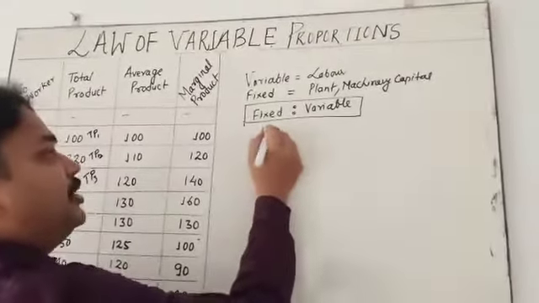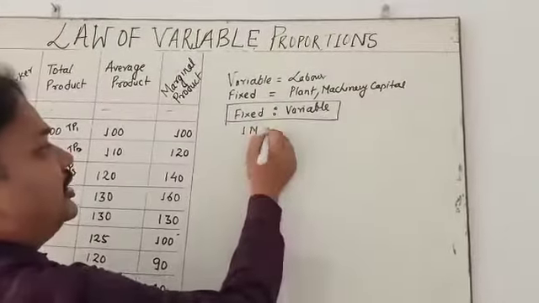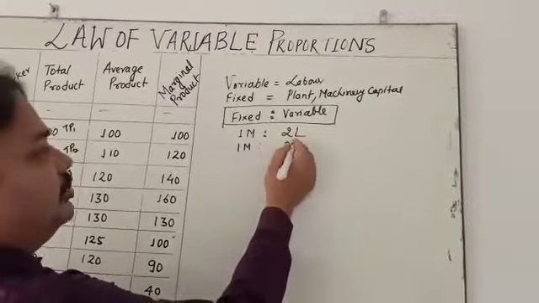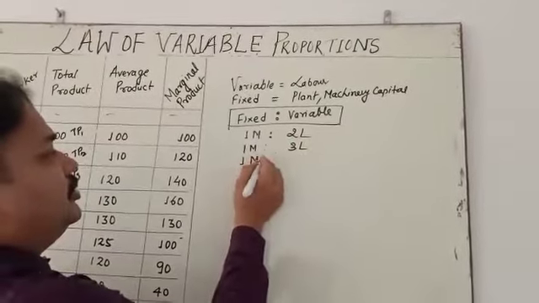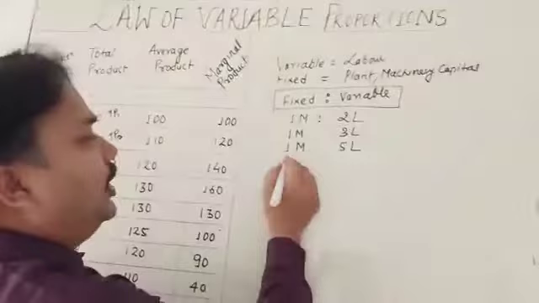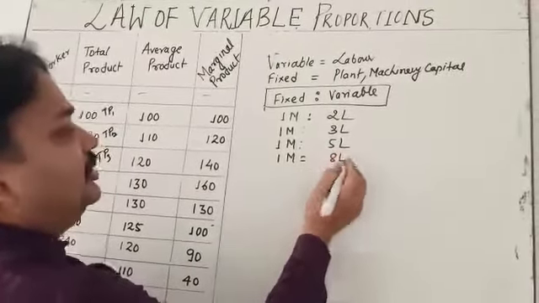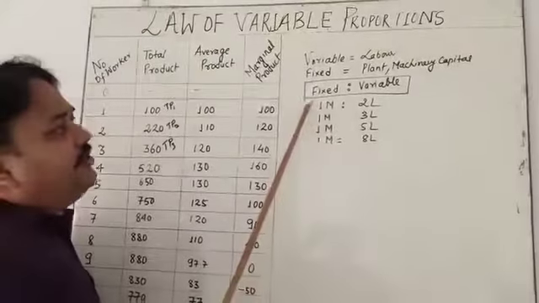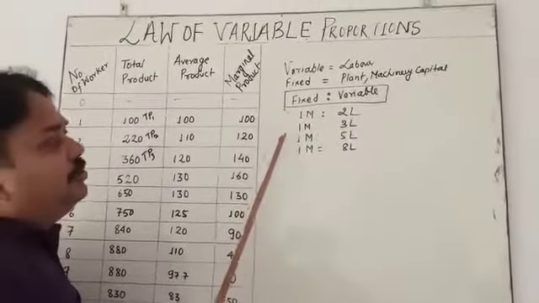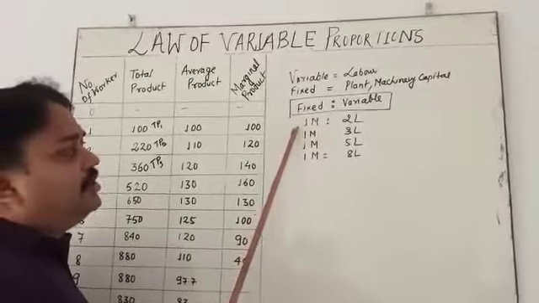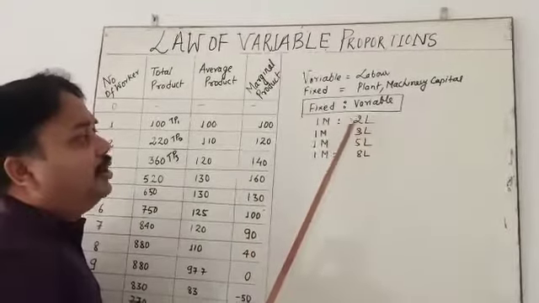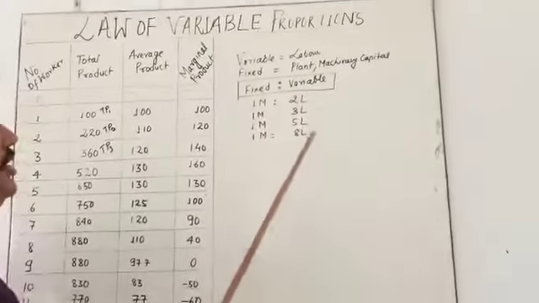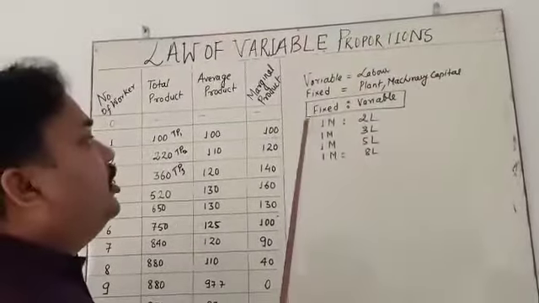You can take one machine and two labor. One machine, three labor. One machine, five labor. One machine, eight labor. This is called proportion. Why? Because it is a fixed factor, one machine. It means the producer is going to fix the one machine, but he is going to change the labor: two labor is going to apply on the machine, three labor, five labor. It is called the proportion.